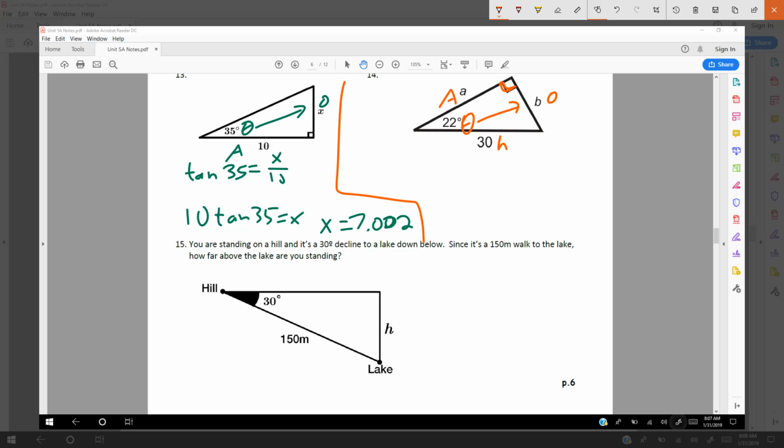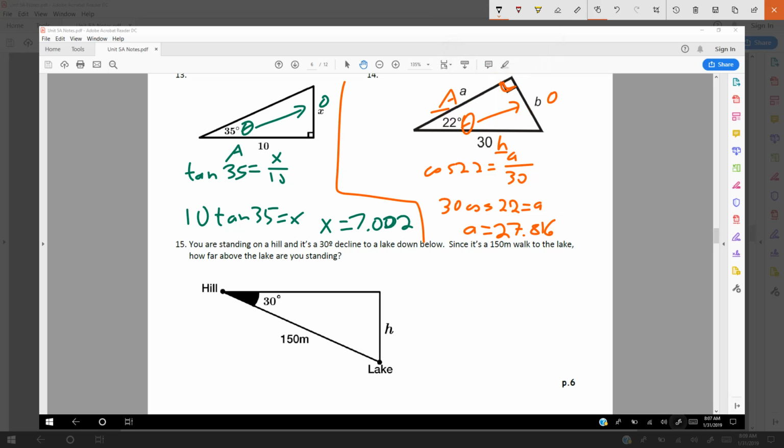All right, so if you want A, we'll start off with A. So that's adjacent over hypotenuse, so that's cosine. Cosine of 22 equals A divided by 30. So 30 cosine of 22 equals A. Therefore, A must equal 27.816.